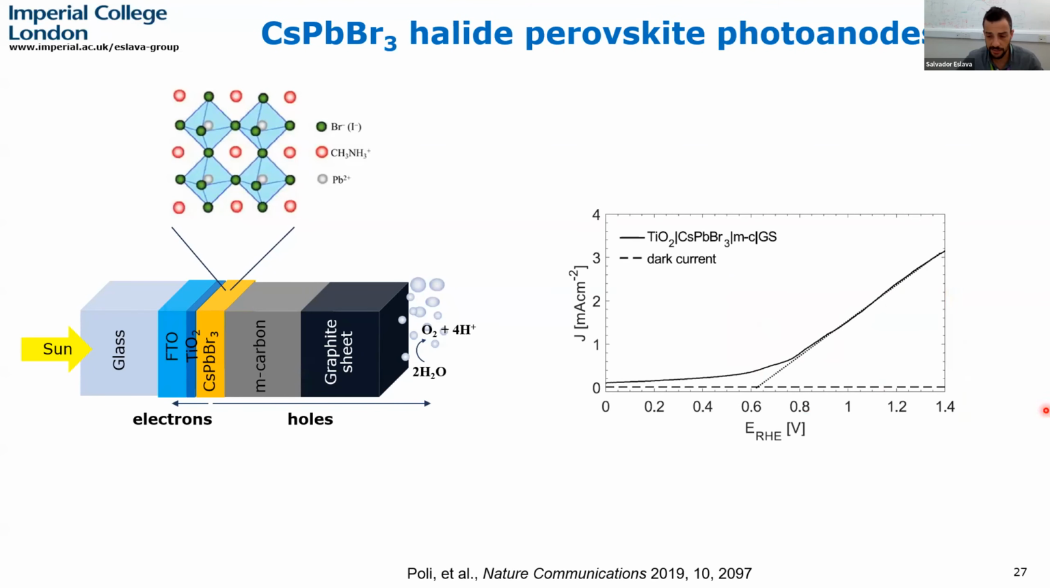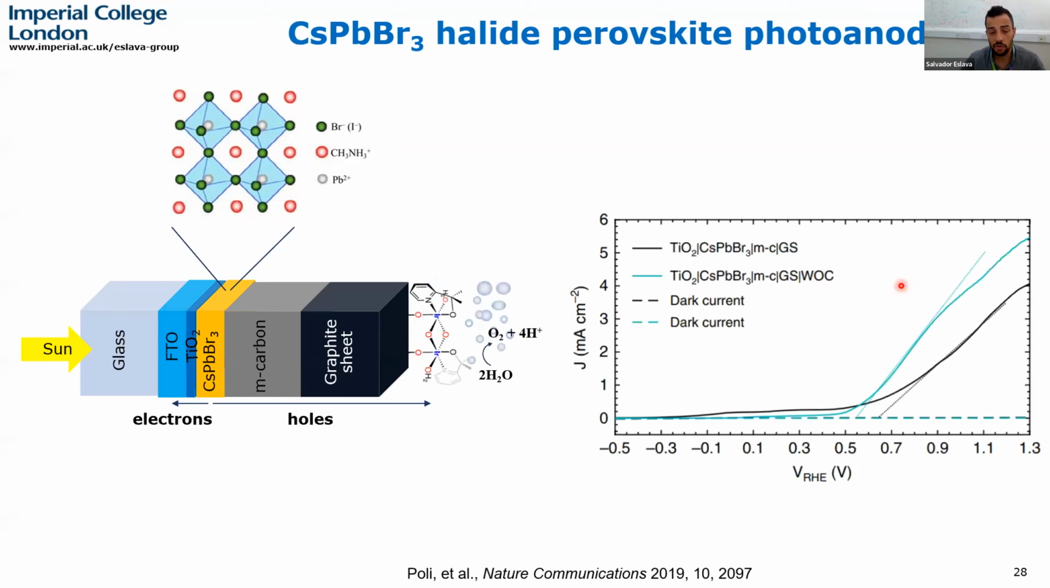We could measure photocurrents. So you can see at 1.23 volts, we achieve more than 2 milliamps per square centimeter. That's double that of iron oxide. And we can measure these photocurrents for hours. We can also add electrocatalysts on the surface, on the porous surfaces of these layers, and increase the photocurrents and lower the potential onset.